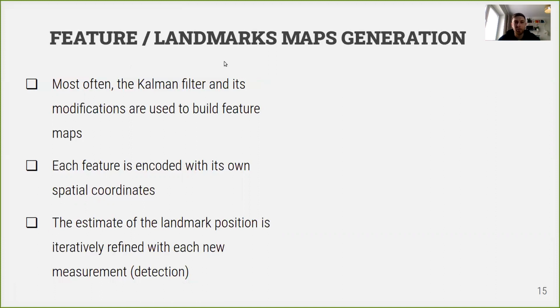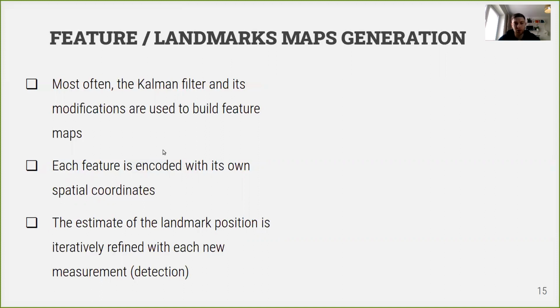And building feature or landmark maps is also a state estimation problem. We have our poses in this case, so we are not estimating the robot pose because we are given all poses of the robot and we believe they are quite precise. But what we want to estimate now is the pose of the landmark. And for that, we also can use Kalman filter. We just have to rewrite some matrices there.